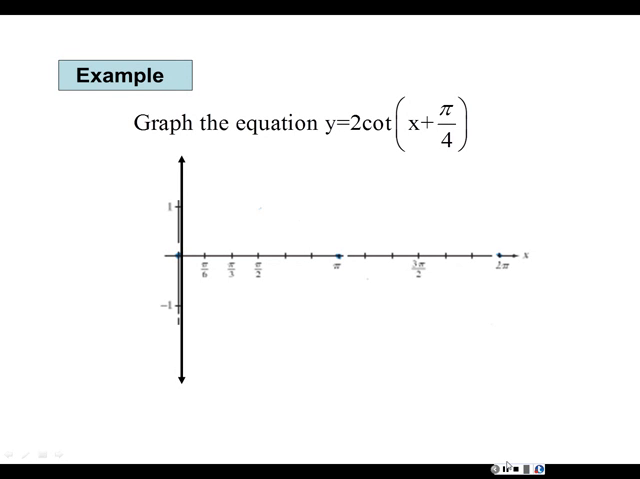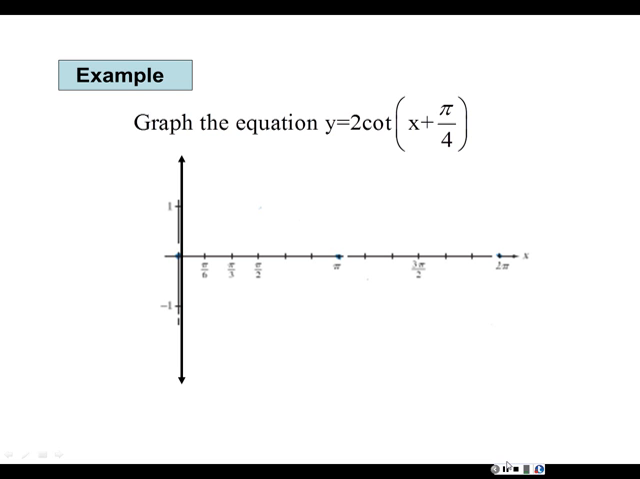Step 2, bx minus c equals pi, to get our next asymptote. So again, x plus pi over 4 equals pi. From here, x equals 3 pi over 4. So these are our two asymptotes here, the negative side and the positive side. Let's try to see whether we can draw those two asymptotes first.